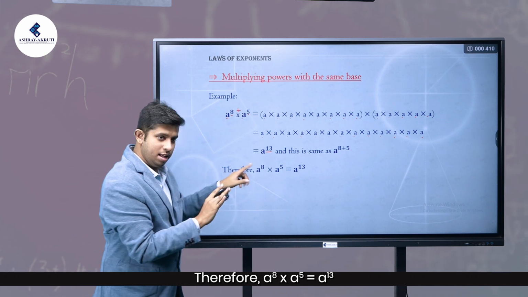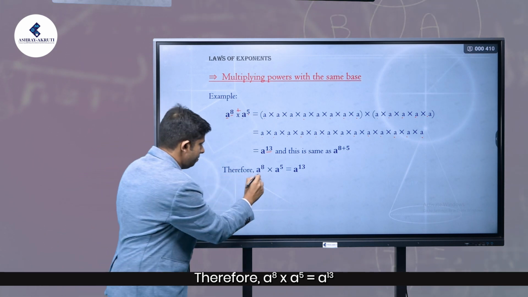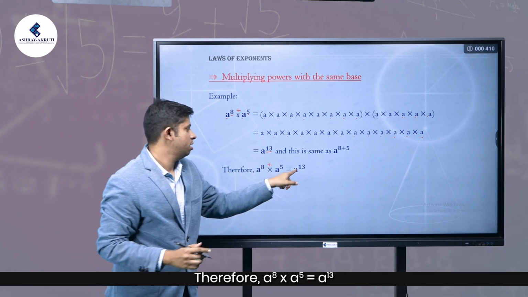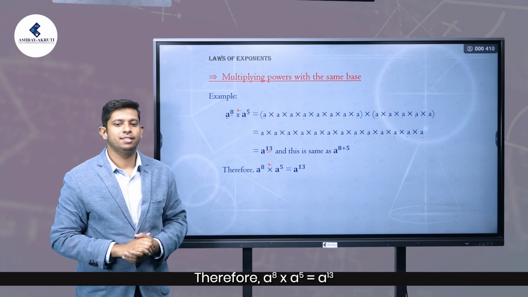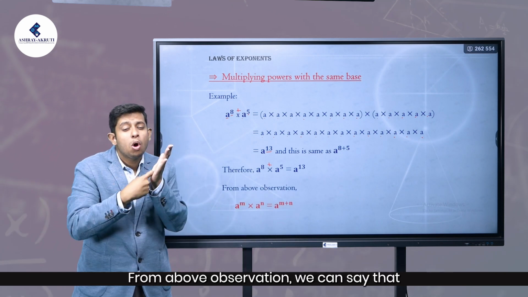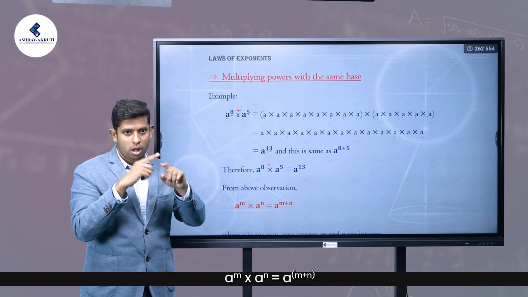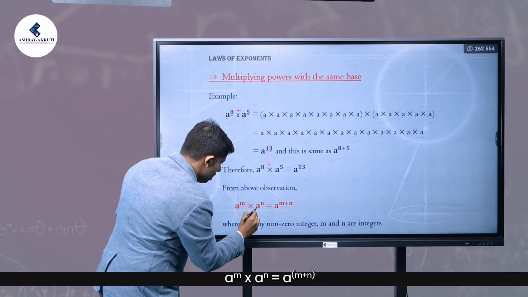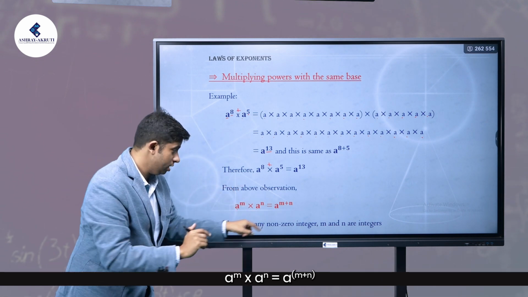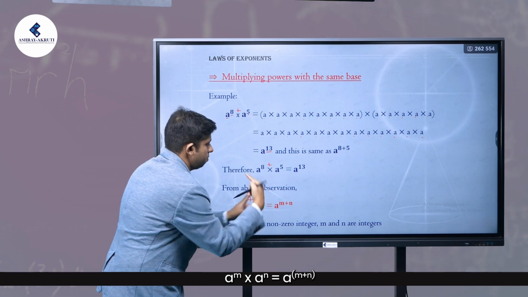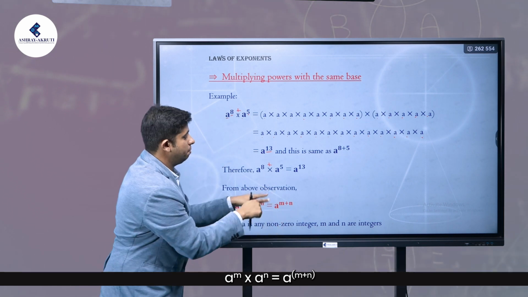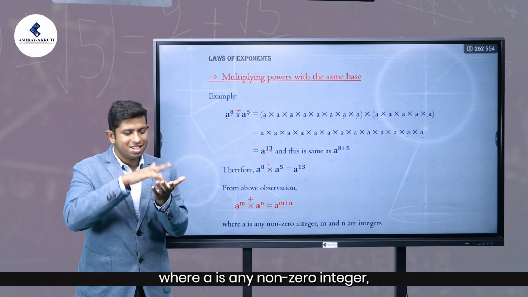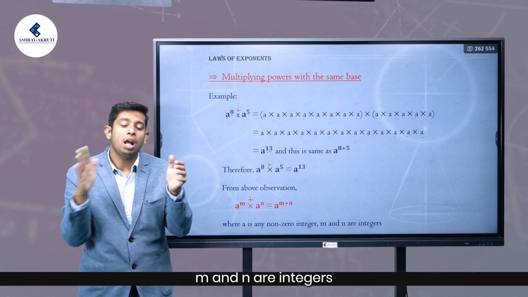Therefore, a to the power of 8 into a to the power of 5 is equal to a to the power of 13. From the above observation, we can say that a to the power of m into a to the power of n is equal to a to the power of m plus n, where a is any non-zero integer, and m and n are integers.